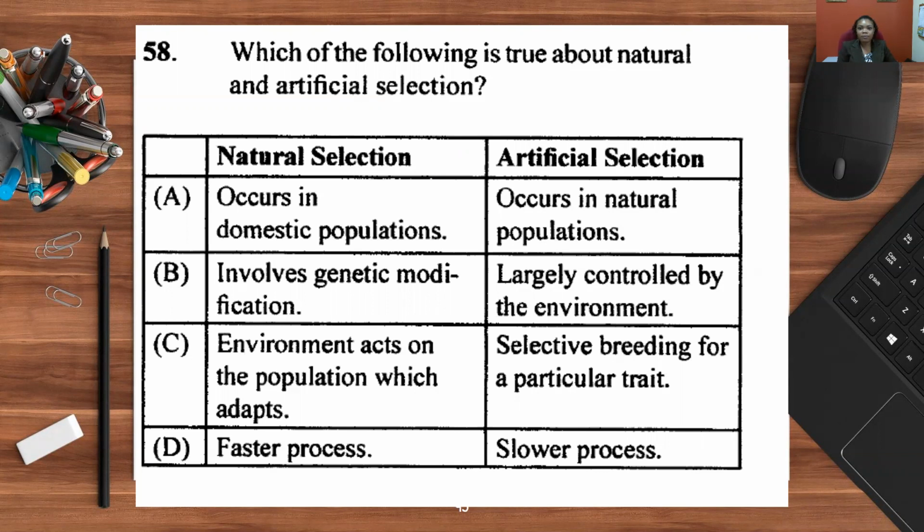Let's look at a multiple choice question. Which of the following is true about natural and artificial selection? Natural selection occurs in domestic populations, natural populations. So which of the following is true? This says faster process, slower process. So you can use the process of elimination based on what we just discussed. So environment acts on the population which adapts, selective breeding for a particular trait. This is true. So the answer is C. The others are the other way, opposite.